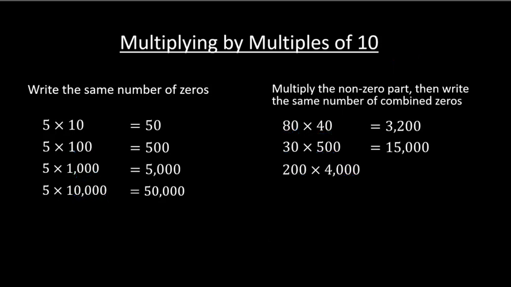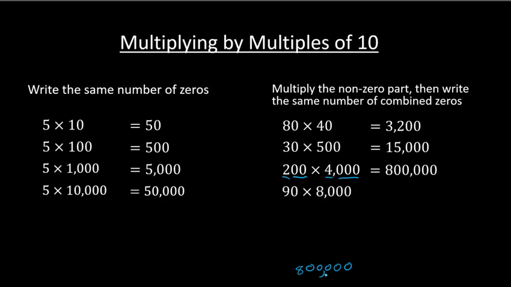Now try the next one. Here we have 200 times 4,000. So again, we can multiply the non-zero part. 2 times 4, that would give you 8. And then notice there are a total of 2 plus 3, or 5 zeros total. So we put 5 zeros after the 8. So when you put 5 zeros after the 8, we can put our comma right here, and that gives you 800,000 as your answer.